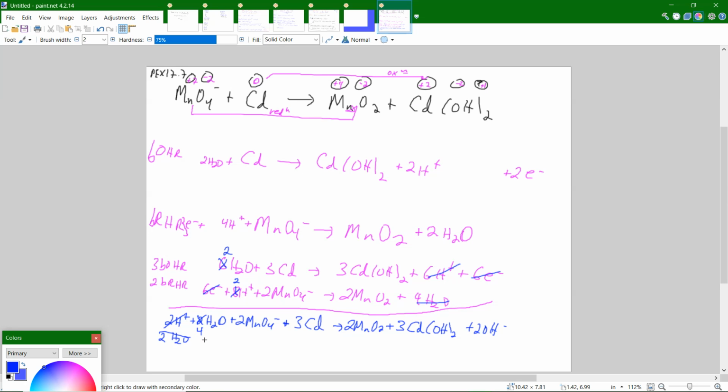So you end up, and I don't even have to look at the back of the book. I'll know if it's right or not, because if it's not right, it won't balance. Cadmiums are good. Manganese are good. Oxygen's 4 and 8 is 12. 4 and 10, 12, that's good. Hydrogen's 8. And here I got 6 and 2 is 8. Charge 2 minus, 2 minus. We got it. Good work. How about that?